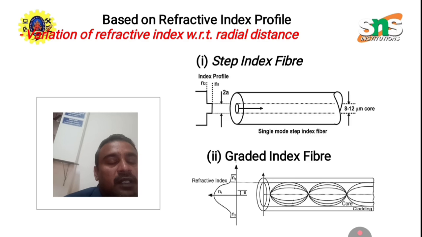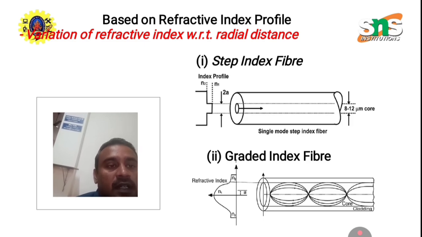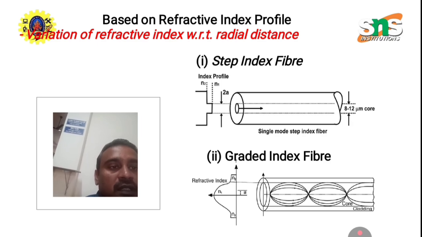Compared to the step index fiber, in the graded index fiber the N1 value gradually decreases or increases, but in the step index fiber the value is constant, so it is a step by step movement. In graded index fiber, the value gradually increases or decreases depending upon the fabrication. For example, the initial value is 0.9, then 0.8, 0.7, gradually decreasing towards N2. Then N2 is constant, and these materials are called graded index fiber.